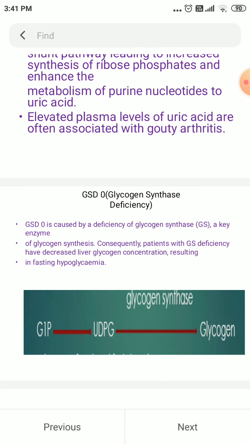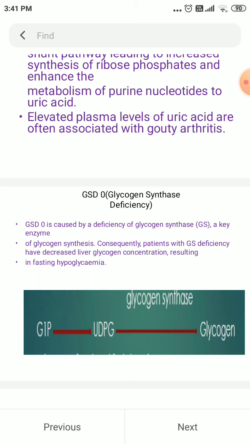As such, this is mainly caused because of glycogen synthase enzyme deficiency. The patient who is deficient of this enzyme is going to have a decreased liver glycogen concentration, because there will be no production of glycogen from glucose 1-phosphate. Because of this key enzyme deficiency, he ends up with decreased liver glycogen concentration, further resulting in fasting hypoglycemia.